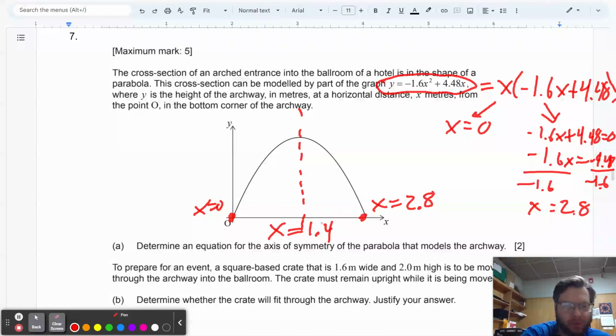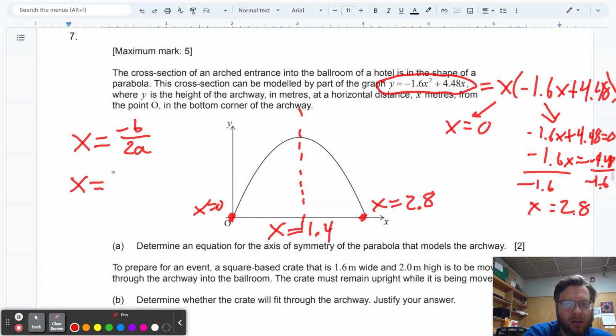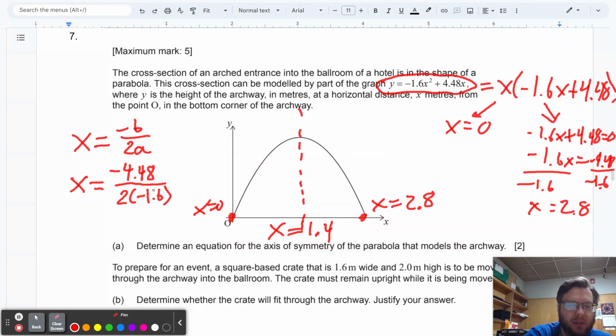If you're somebody who likes formulas, you can just remember that the axis of symmetry is always x equals negative b over 2a. Just like when you're doing the quadratic formula, the a, b, and c go in order. So b is the second number in standard form, the coefficient of x, and a is the first number. And so I do that, and if you type in 4.48 divided by 2 times negative 1.6, I get 1.4, just like I showed.